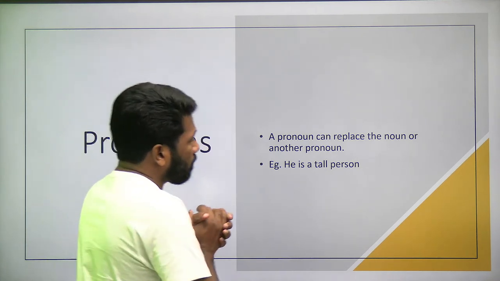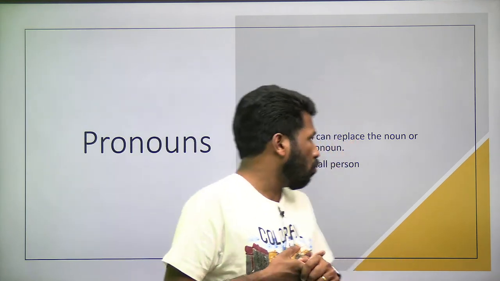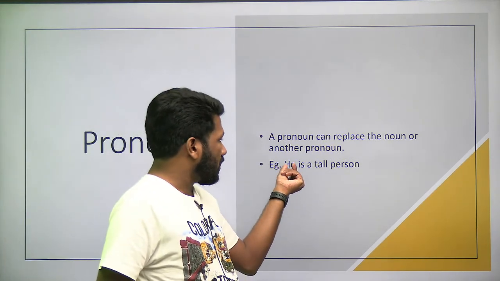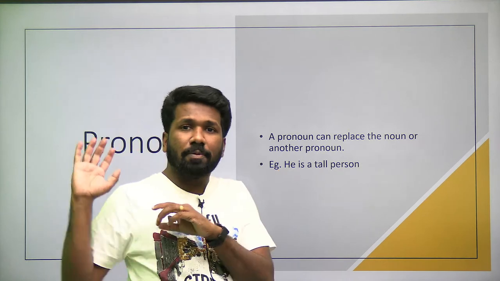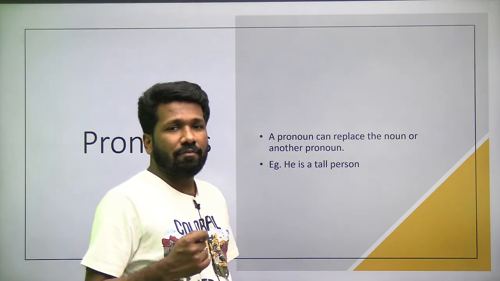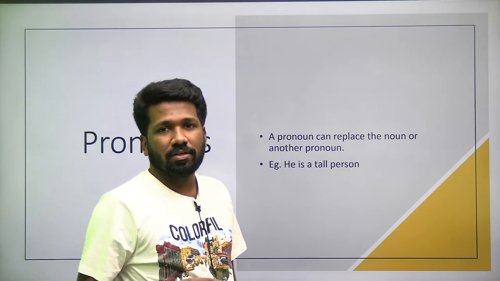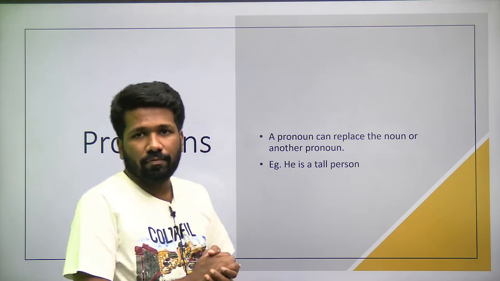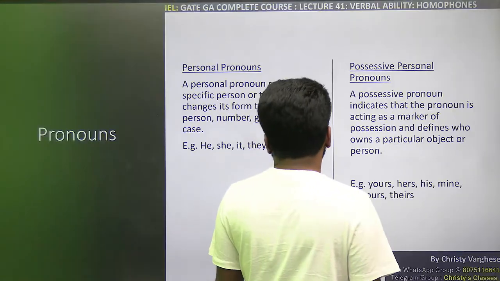Now what is a pronoun? Pronoun actually replaces a noun or another pronoun. He is a tall person. So here he refers to another person. Maybe the sentence is like, Ravi is here. He is a tall person. So Ravi is denoted by he here. That is a pronoun which is used in place of a noun.